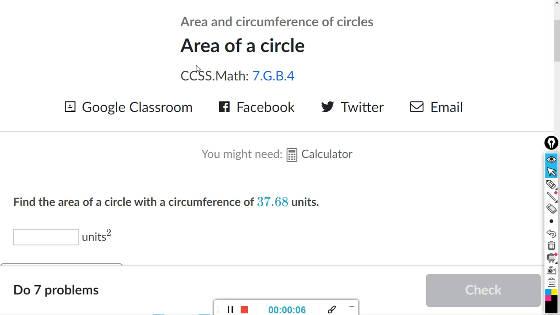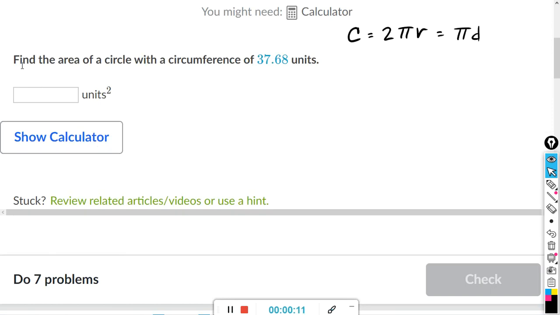This will be for the Con assignment, area of a circle. They're asking us to find the area of a circle with circumference of 37.68 units. I wrote the two formulas for circumference here.